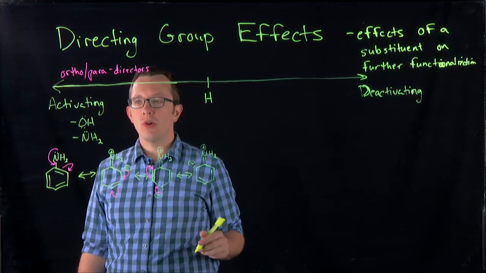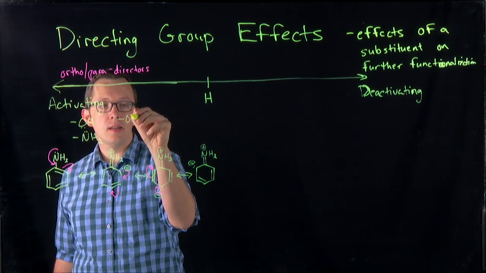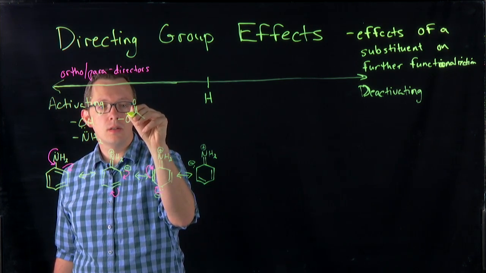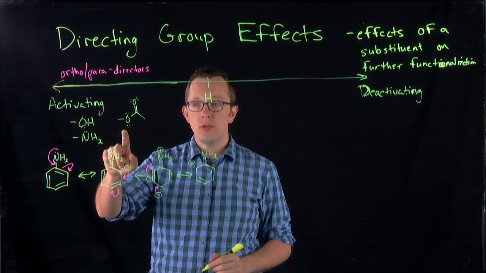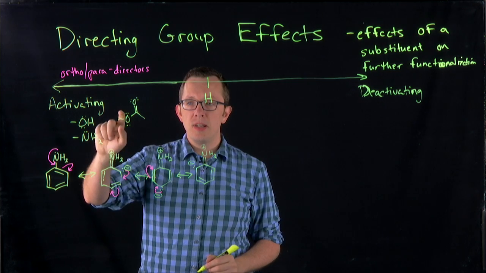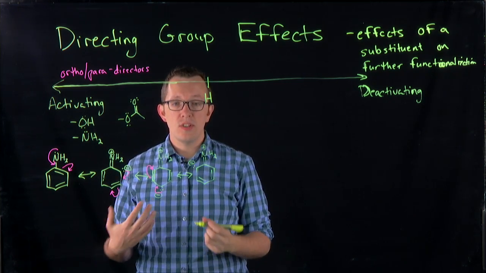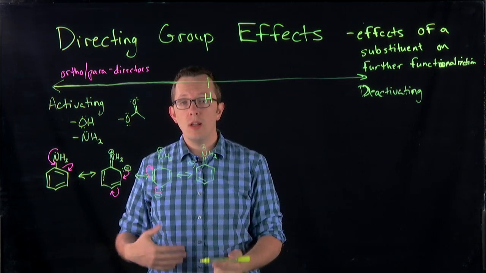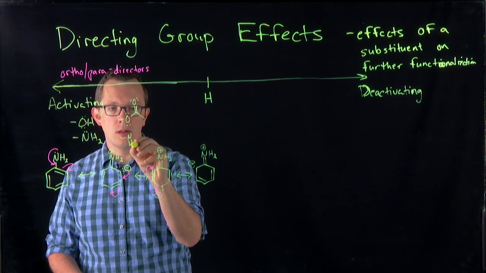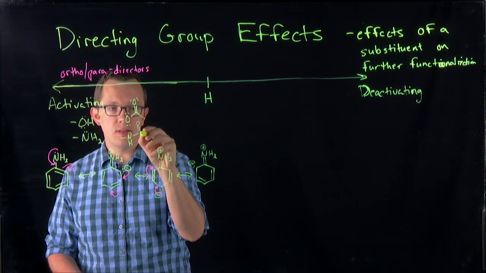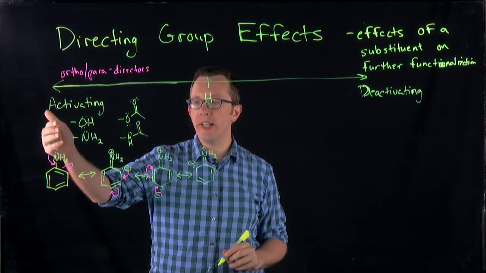As we go more towards hydrogen, we have functional groups like esters here, right? So we still have a lone pair that is adjacent to the benzene ring, but now the lone pair on oxygen is in conjugation with something else. So it's decreasing its ability to donate electron density into the benzene ring. And this also applies to molecules like amides. Okay?